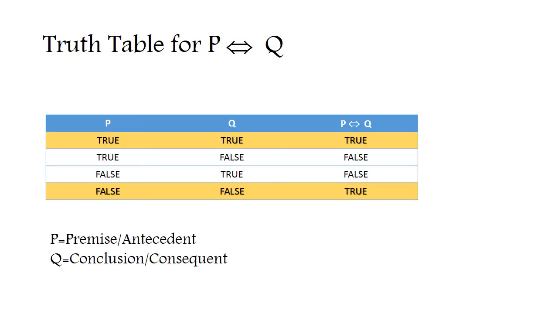Let's see the truth table of P equivalent to Q. In the first row you can see that both the propositions have the same truth value, so it's true. The last row also has the same truth value, which is false, but the proposition is true. In the other two cases, one proposition is true and the other is false, so these are false combinations for P equivalence to Q.